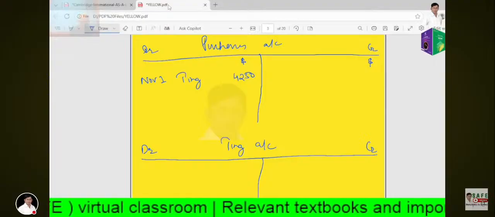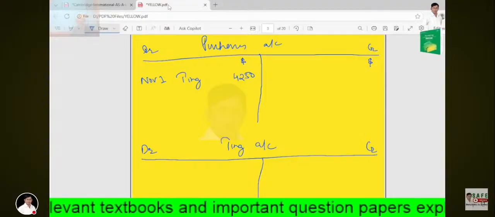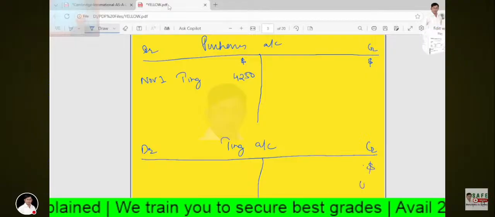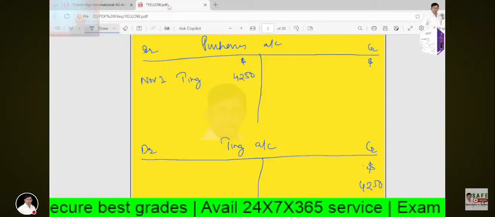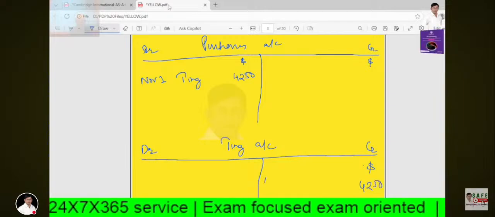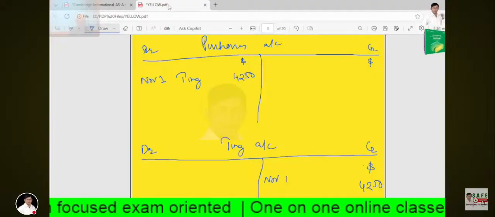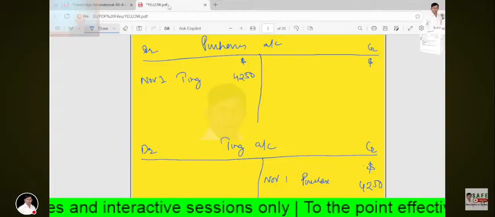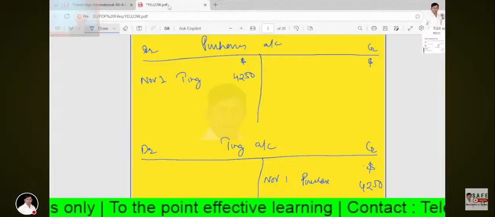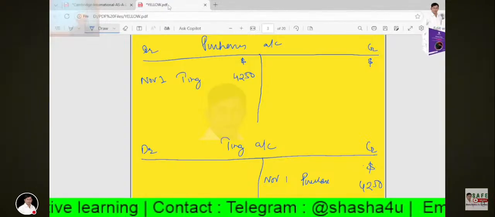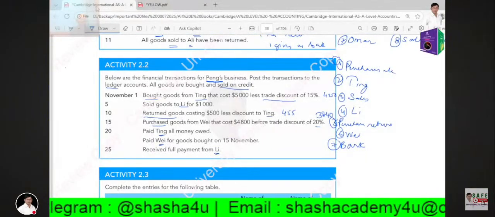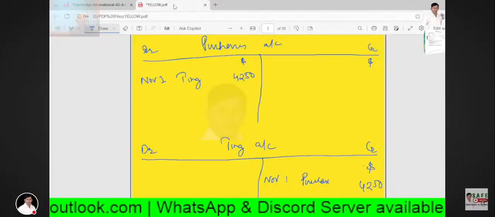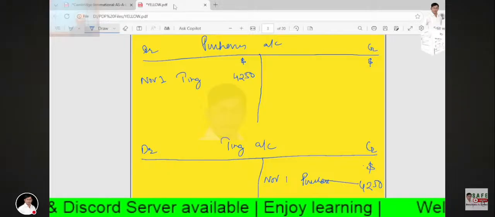Tinge account will be credited. Why? Because he is the giver. When you purchase, Tinge gives. So his account will be credited, because we have purchased from him. Okay, so this is how we have to write. Next. The entry is complete. Purchases account will be debited with Tinge. Tinge account will be credited with purchases.